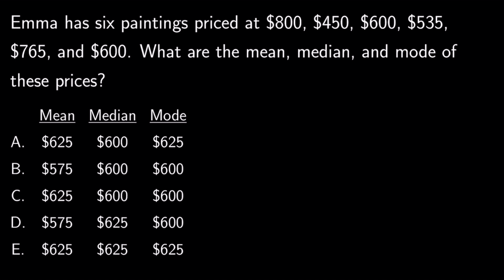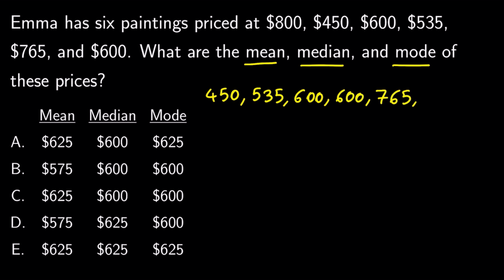Emma has 6 paintings, each priced at a certain value. What are the mean, median, and mode of these prices? Well, first we sort these prices in ascending order. We start with the mode because it is the easiest one to find.